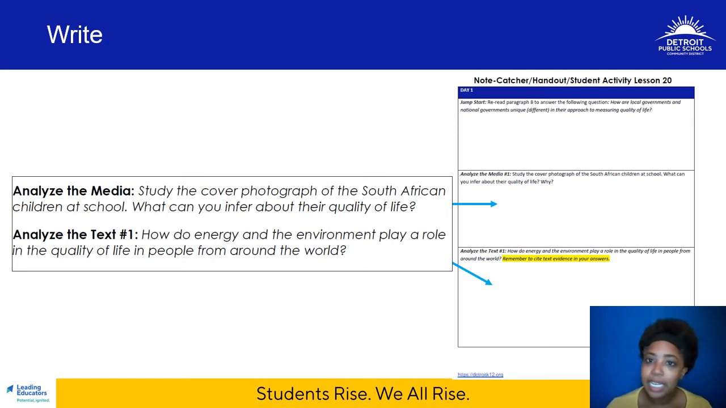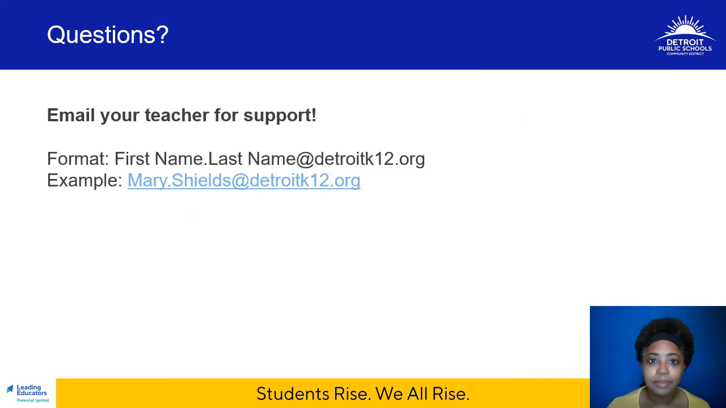The thinking, reading, and talking that you did during the lesson should give you an idea of what to write here. Before you write in the middle box of your note catcher, study the cover photograph of the South African children at school, and then write down what you can infer about their quality of life. In the bottom box in your note catcher, write the answer to the following question. How do energy and the environment play a role in the quality of life in people from around the world?